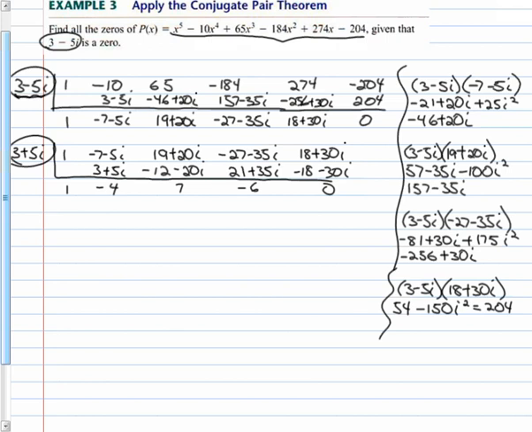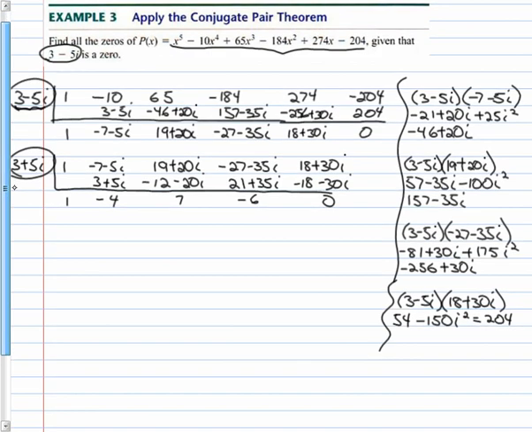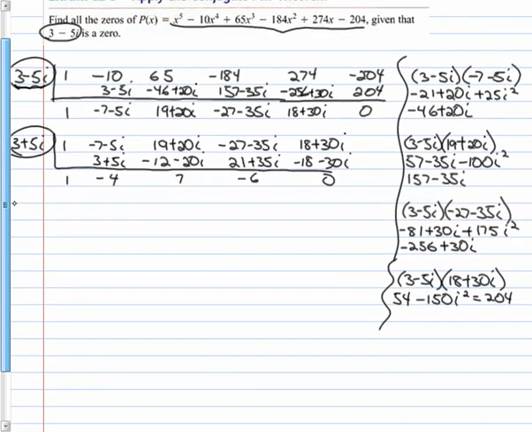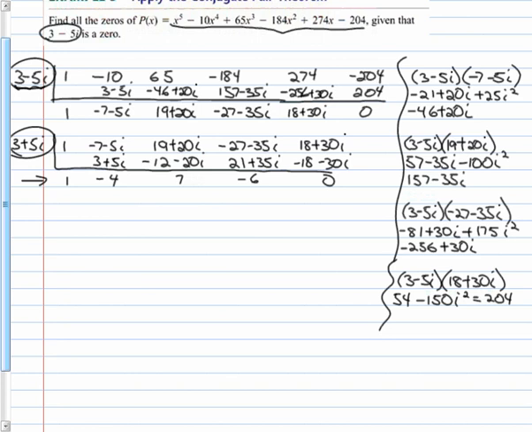Now I started out as a 5th degree. Now I'm a 4th. Now I'm a 3rd. I'm not to a 2nd degree yet. I still have to go looking for some other zeros on that. I didn't even do my graph yet, did I? I'm just down to a 3rd degree.